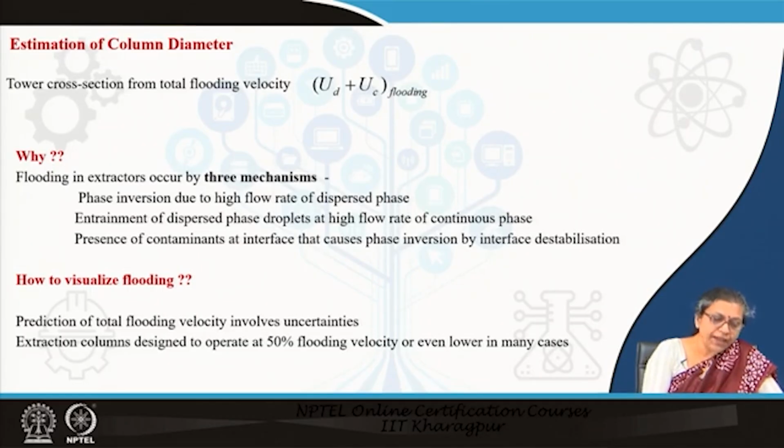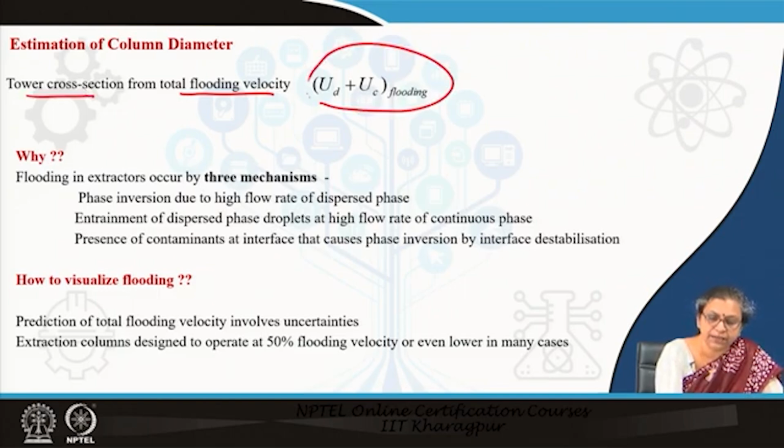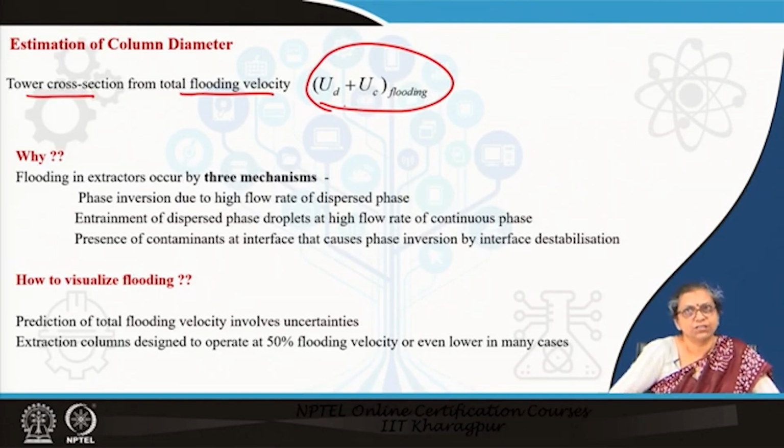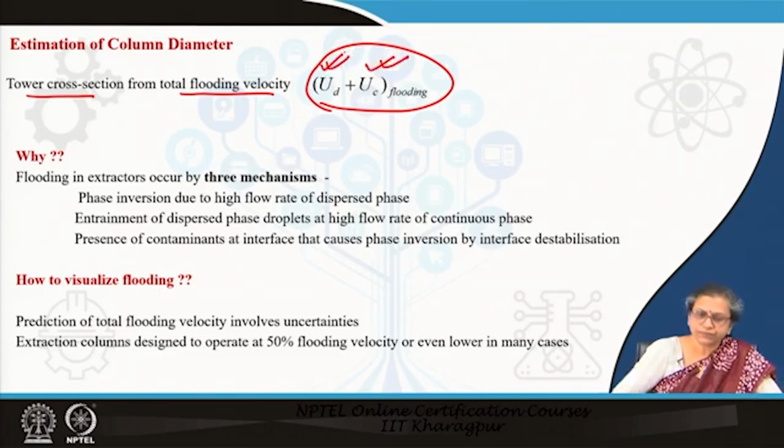And therefore, when you are going to calculate the total flooding velocity, in order to calculate the tower cross section, you need to take the total mixture velocity into account, because flooding can occur by increase of not only UC, but also by increase of UD. And you also need to remember that whenever there are some contaminants at the interface, that can cause phase inversion by interface destabilization, and that can also cause flooding.